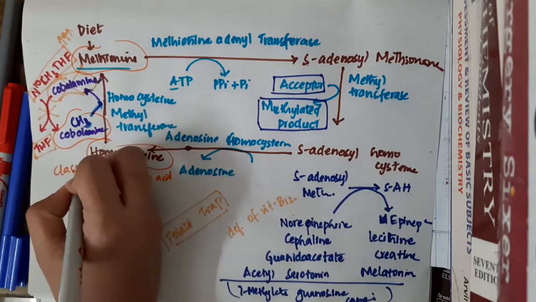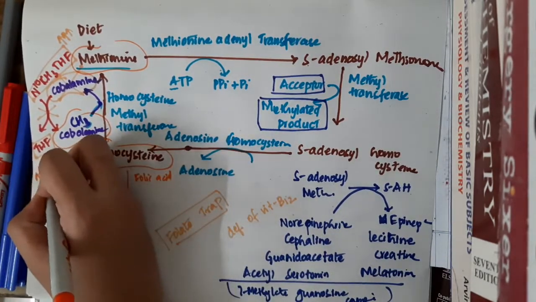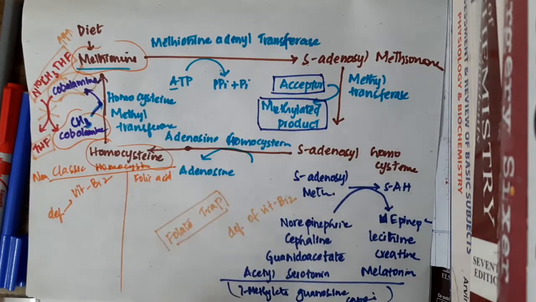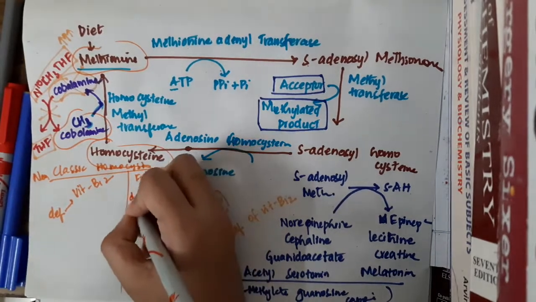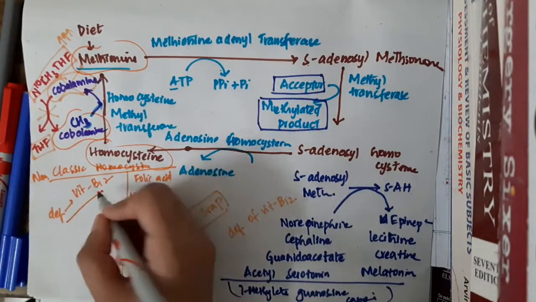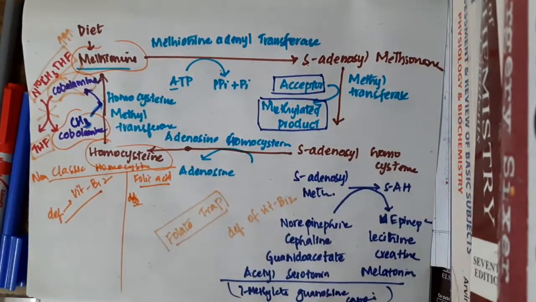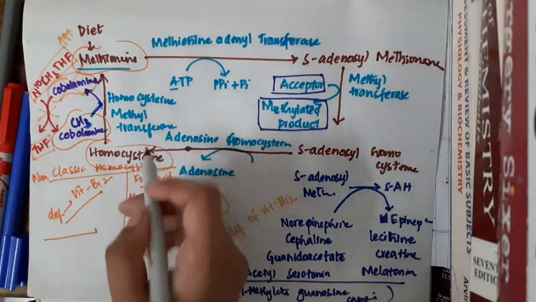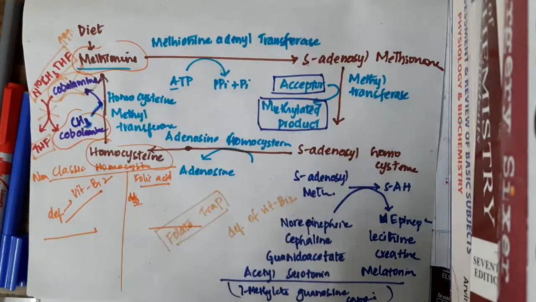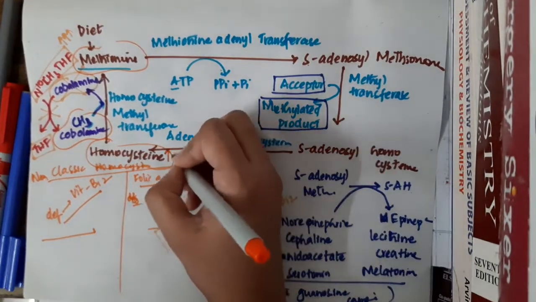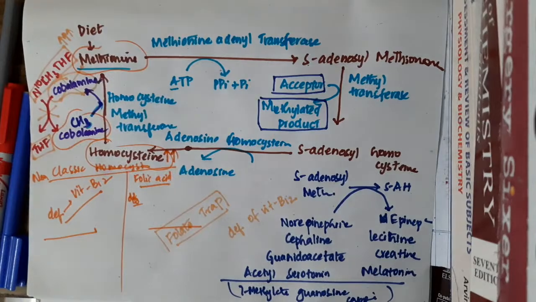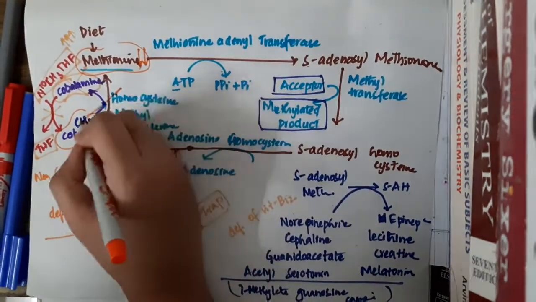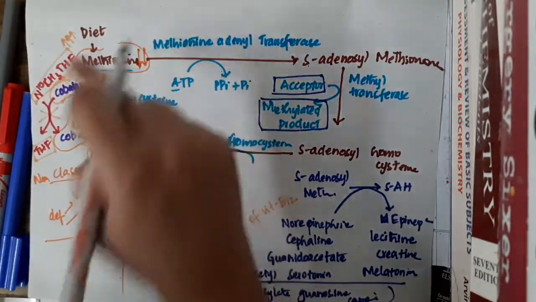So non-classical homocystinuria can occur mainly because of two issues. It can be deficiency of vitamin B12 or deficiency of folic acid. In both these cases, there is no conversion of homocysteine to methionine, so homocysteine levels will increase and methionine levels will decrease because of the defect in this conversion.